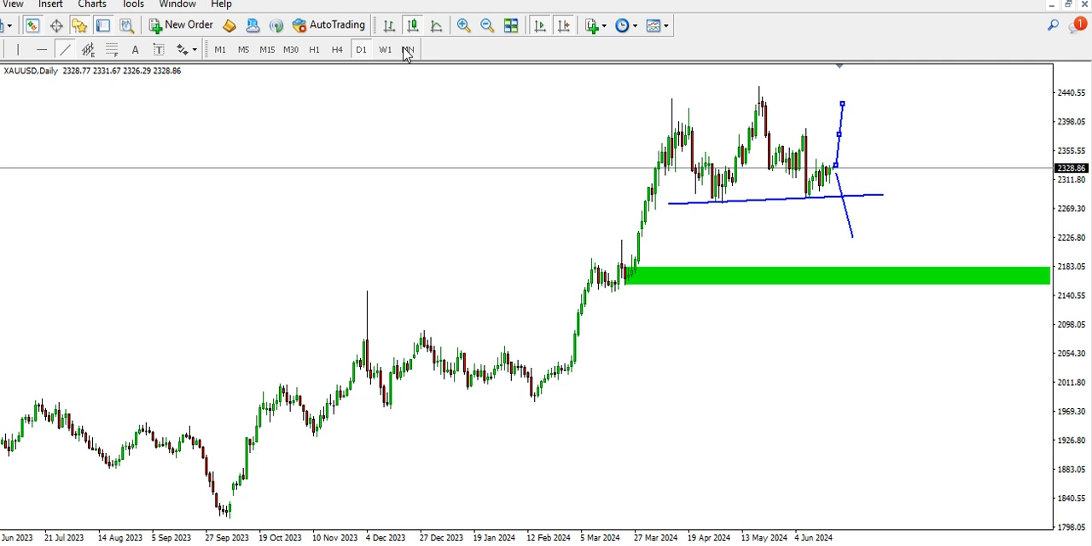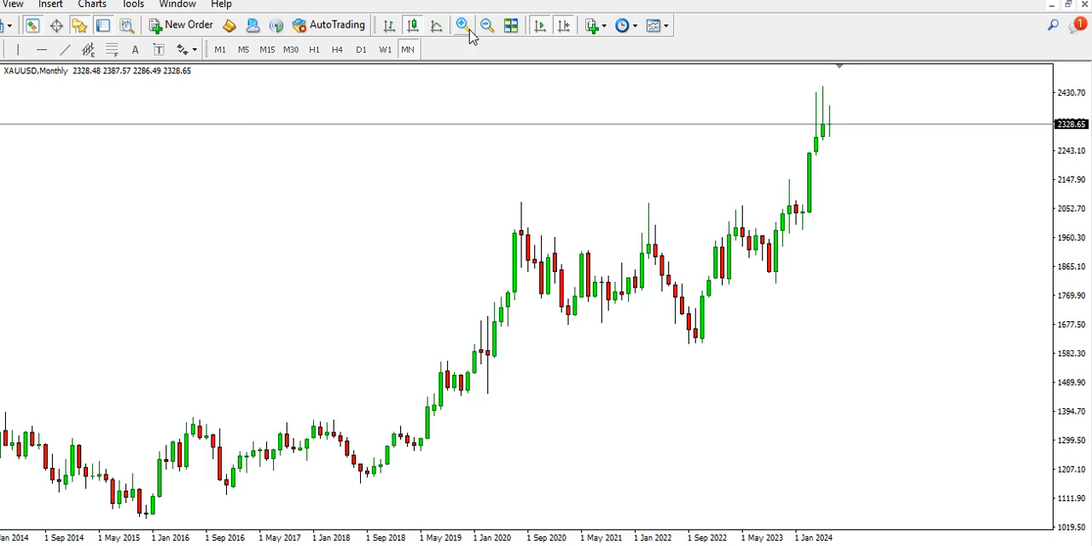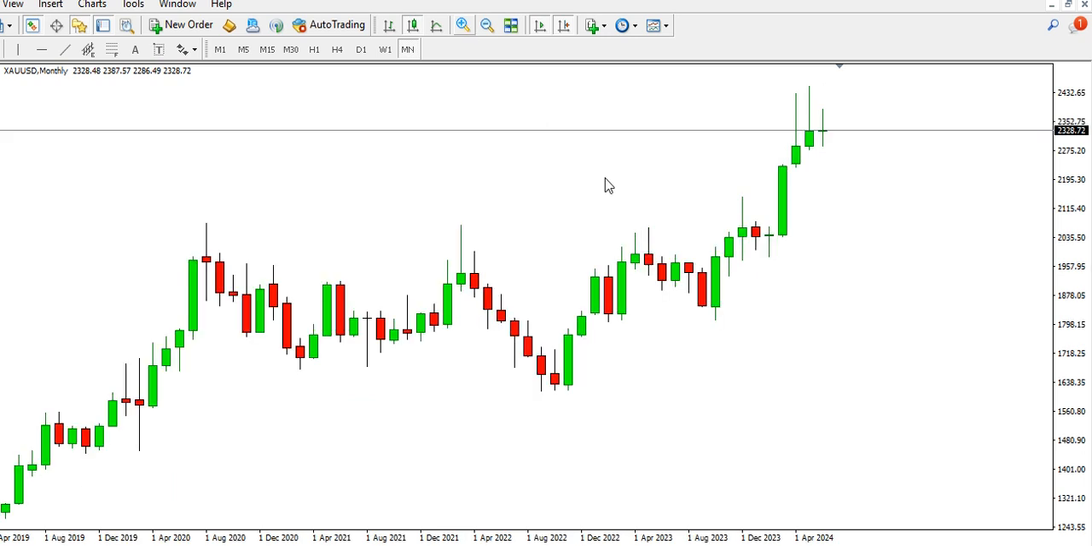Let's take a look at what has happened on the monthly time frame. What do we have on the monthly time frame? The monthly time frame has always been showing that price is bullish, but today is the 19th of June. Let's see how the month is going to end. Is the month going to end bearish, or is it going to end bullish? I'm talking about the monthly candlestick. It is very important for us to wait and see how the monthly candlestick ends.